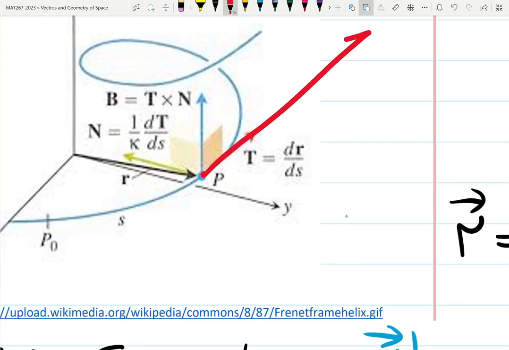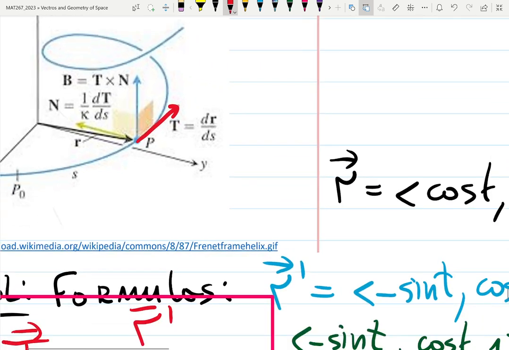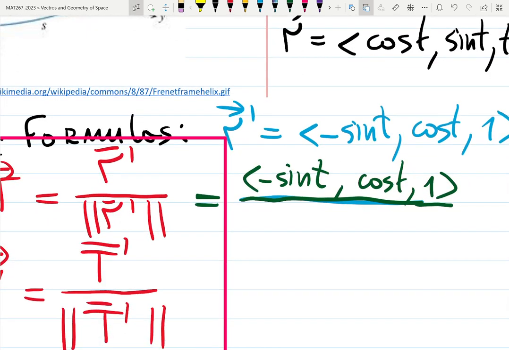What if it's this big? I don't want to have this big. Or what if it's this tiny? I want to get rid of the size. And that's why tangent is called unit tangent, because it's convenient. We get rid of the size.